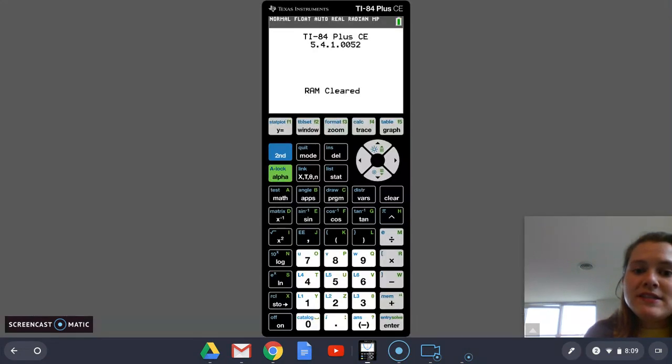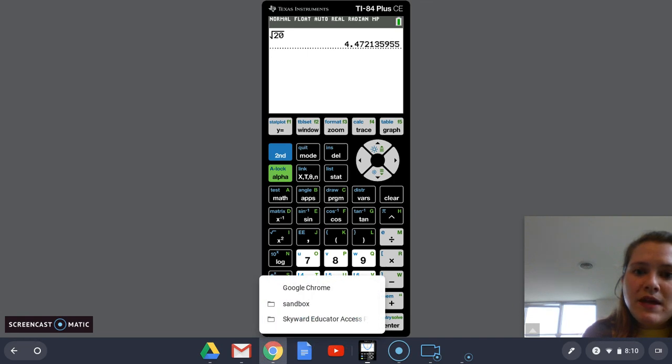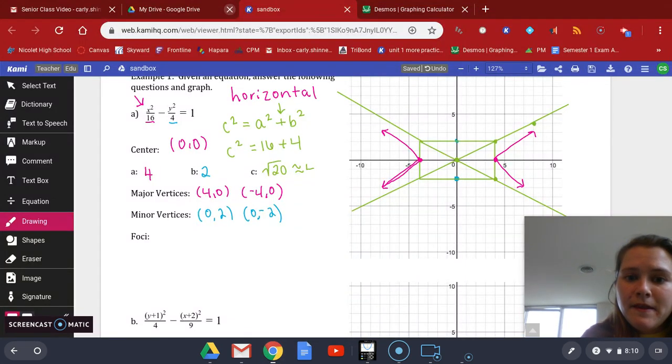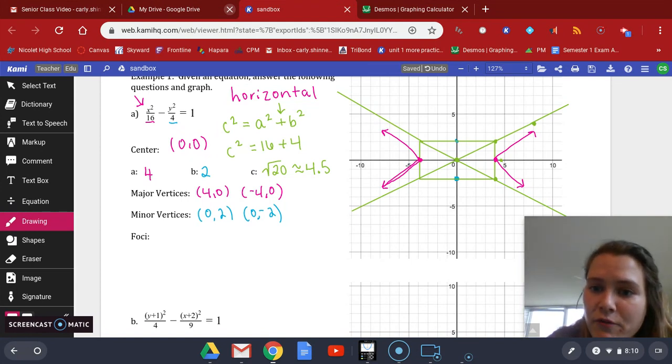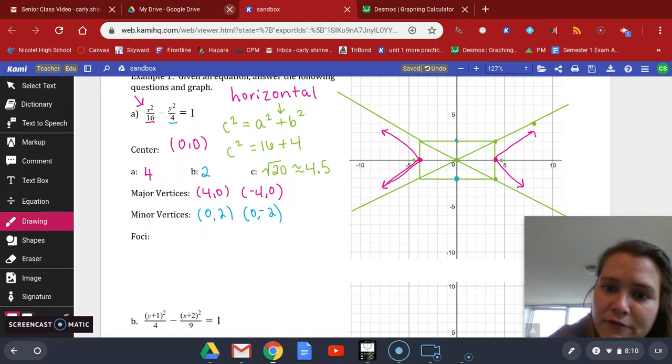And so my C is actually the biggest value out of A, B, and C. Only for hyperbolas is that the case, okay? So just start taking note of some of these things. So I get my C value to be about 4.5. And the foci are aligned with my major vertices. So 4.5 and negative 4.5.